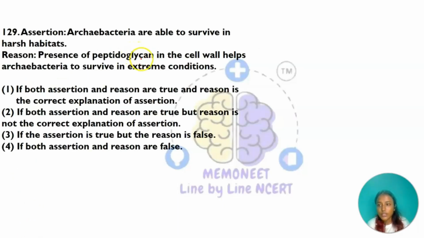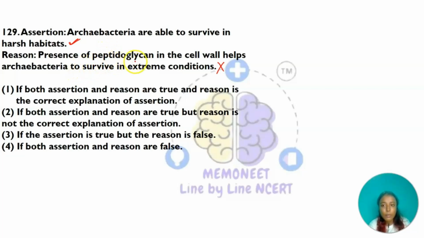This is an assertion-reason type question. Archaebacteria are able to survive in harsh habitats. The presence of peptidoglycan in the cell wall helps the archaebacteria to survive. So this is not true. The fact that archaebacteria can survive in harsh habitats is true because they are very primitive kind of prokaryotes. That is why they are able to survive in very harsh climates, because that is where they have evolved.